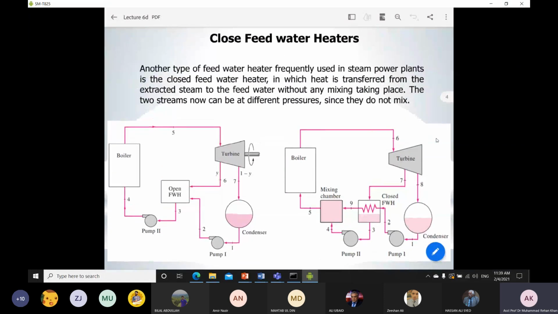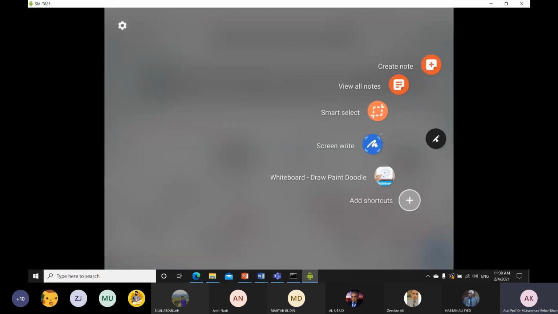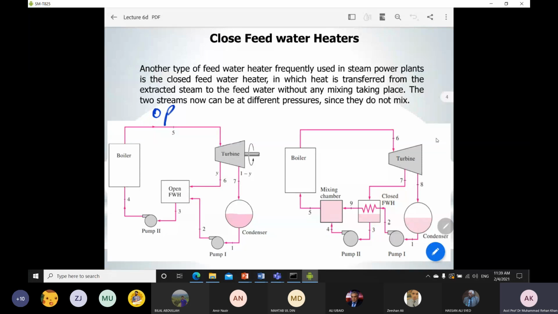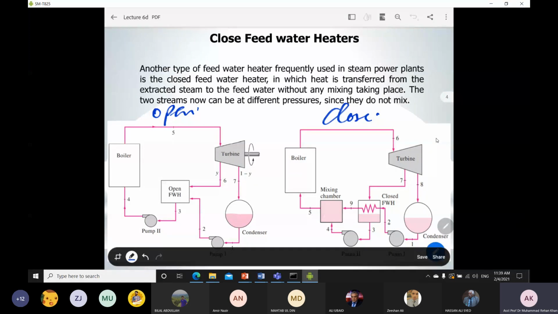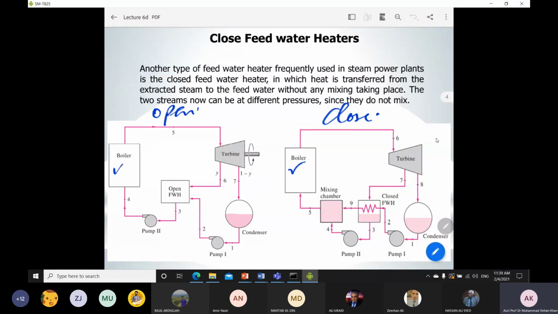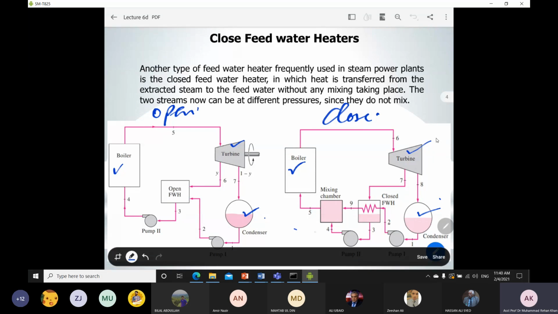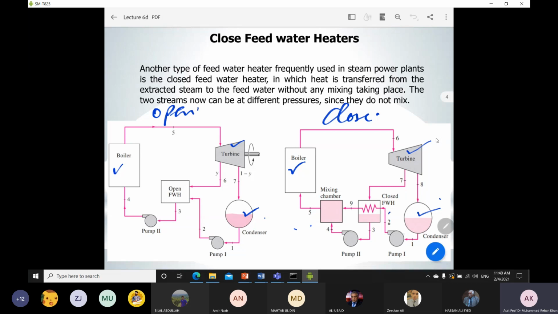So, looking at the schematic diagram of both feed water heaters, this is your open feed water heater, and this is your closed feed water heater. In both there is a boiler, a turbine, and a condenser, and there are two pumps. Right now two pumps are showing because each is a single feed water heater system. But if there are multiple feed water heaters, then with open feed water heaters you require multiple pumps, but with closed feed water heaters you can use a single pump to inject the stream of fluid through all the closed feed water heaters. So this is the major difference.